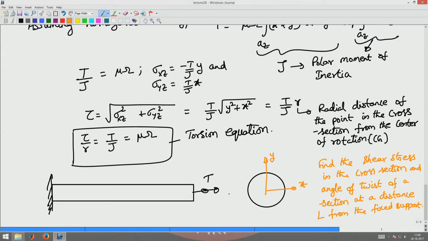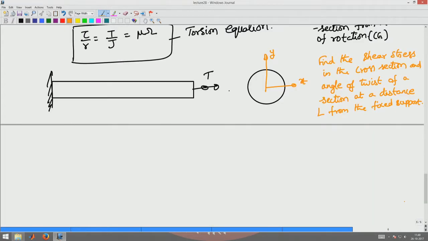To find the shear stresses, I have to first find the polar moment of inertia. Torsion is given as T, so I have to use this equation to find the shear stresses in the cross section. To find the polar moment of inertia, J is the integral of r square dA. Now for the circle I can use polar integration.